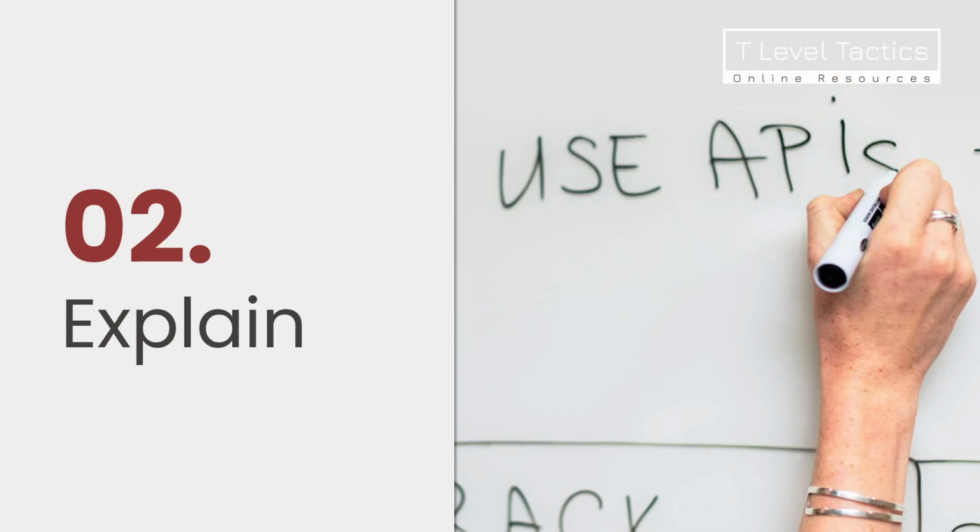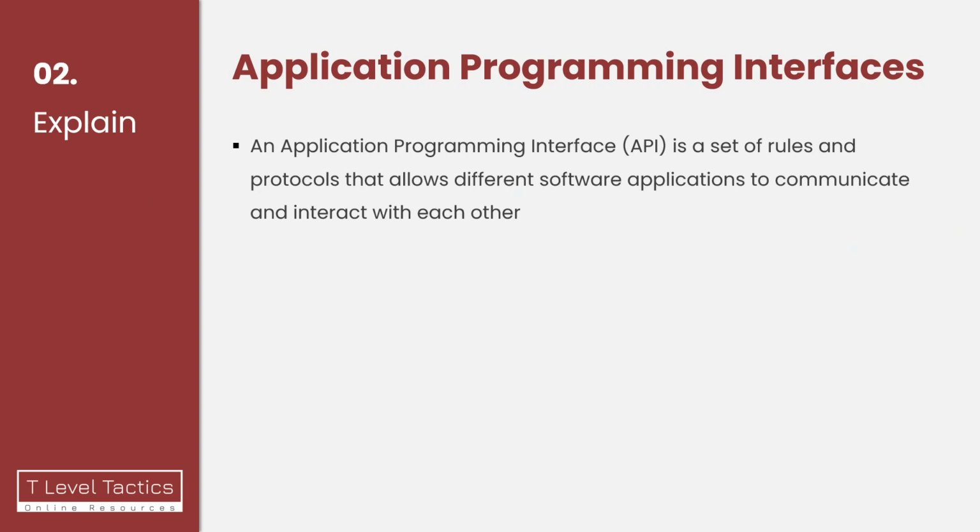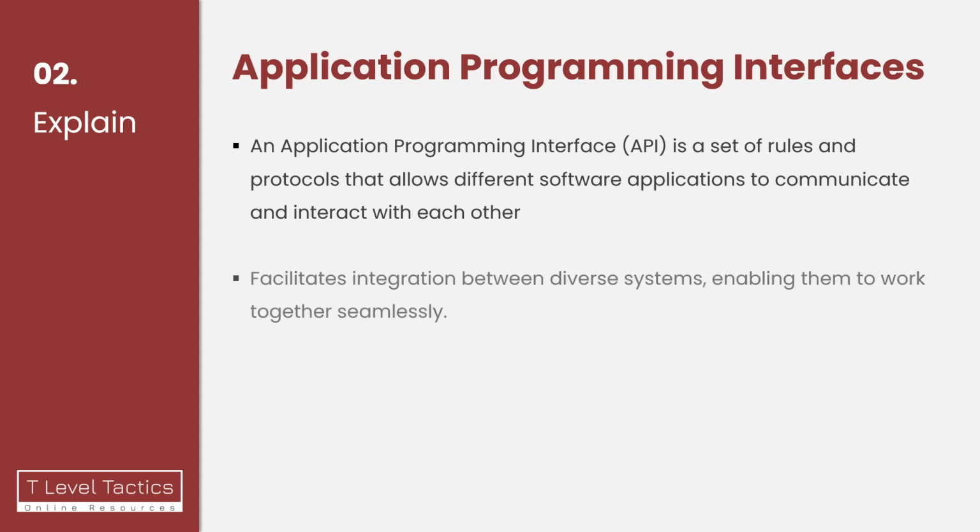In part 2, we're going to take a look at APIs. An API, or an application programming interface, is a set of rules and protocols that allows different software applications to communicate and interact with each other. And it facilitates the integration between different diverse systems, enabling them to work together seamlessly. It's like a layer in the middle between them.